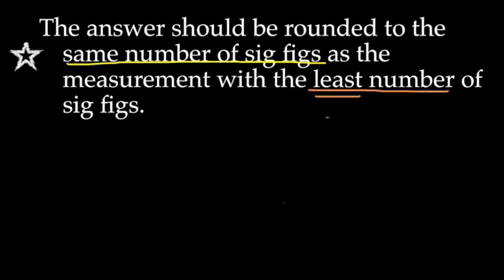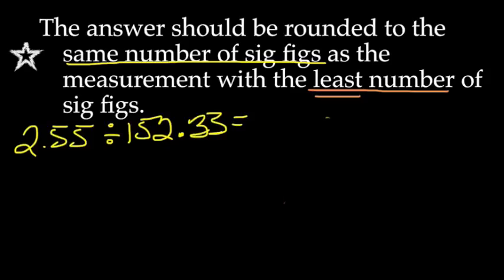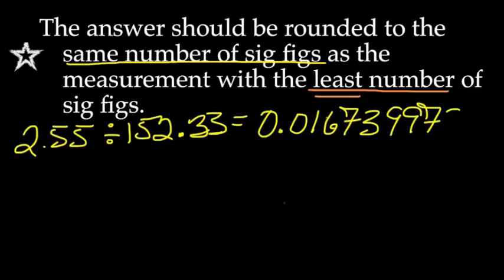Let's try a division problem next. Let's divide 2.55 by 152.33. And again, if you could go ahead and put that in your calculator, make sure we agree on the answer. My calculator gave me an answer with a whole lot of digits. I got 0.016739972. My answer has a whole lot more digits in it than either one of the original numbers. So the next thing we need to do is figure out how many sig figs are in each of the original numbers. So 2.55, how many sig figs are in that number and why?